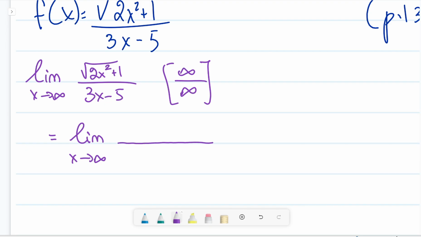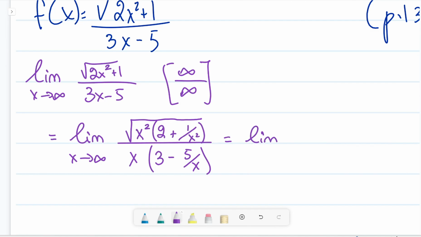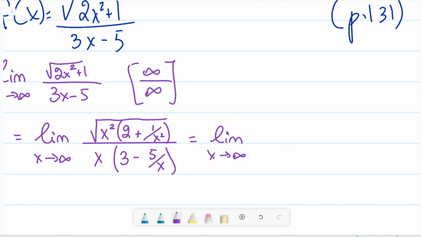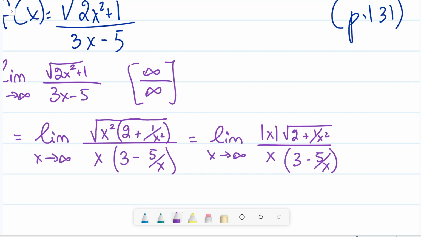So in the numerator, we can start by factoring inside the square root. We can factor x squared. This gives us 2 plus 1 over x squared. In the denominator, let's factor x. This gives us 3 minus 5 over x. Now, this is equal to, let's take the x squared out of the square root. Remember, when you take a number out of the square root, you get the absolute value. And you are left with 2 plus 1 over x squared inside the square root. And in the denominator, x times 3 minus 5 over x.